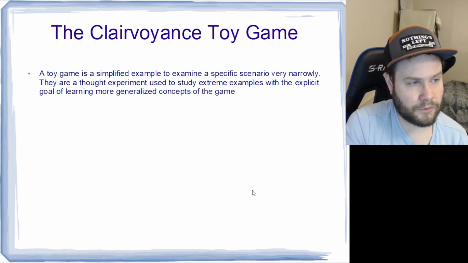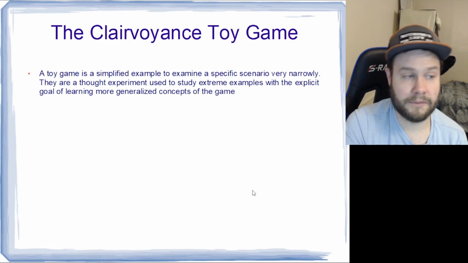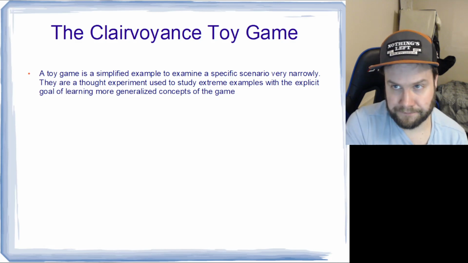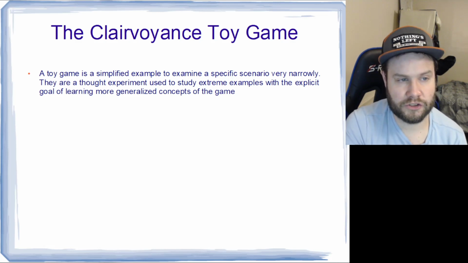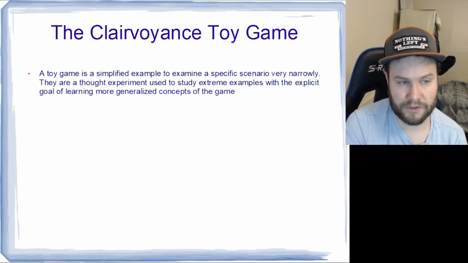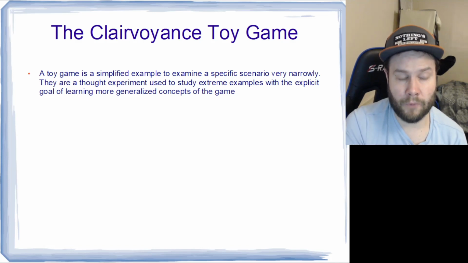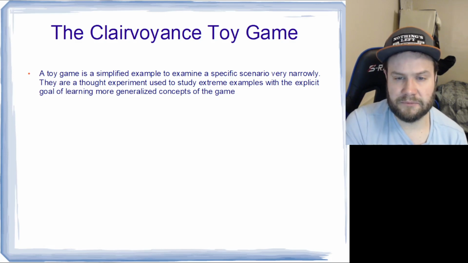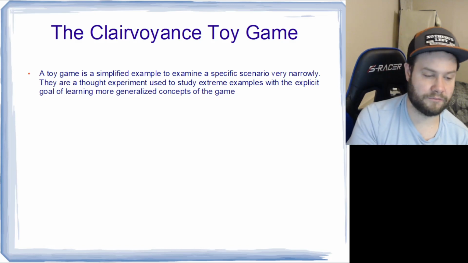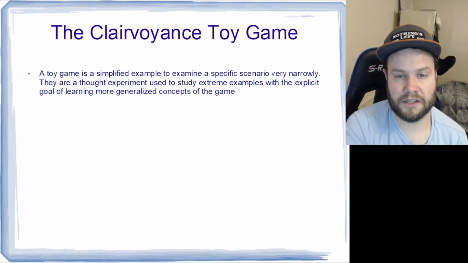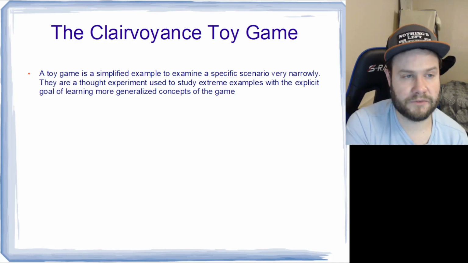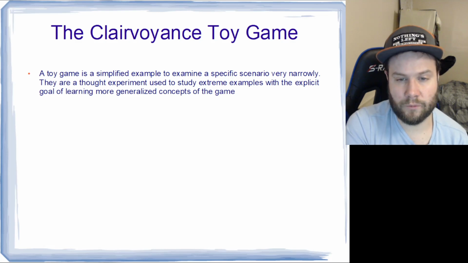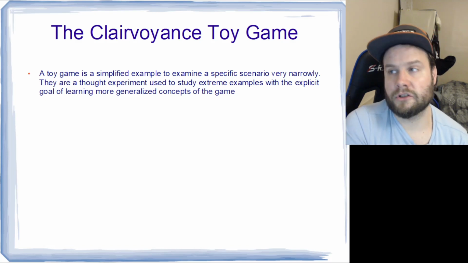This is the clairvoyance toy game. So first off, a toy game is a simplified example to examine a specific scenario very narrowly. They are a thought experiment used to study extreme examples with the explicit goal of learning more generalized concepts of the game. It's important to understand what this is. In my experience, people I've talked to who have read this book and not understood it seem to get stuck on the concept of a toy game, at least some that I have spoken to.